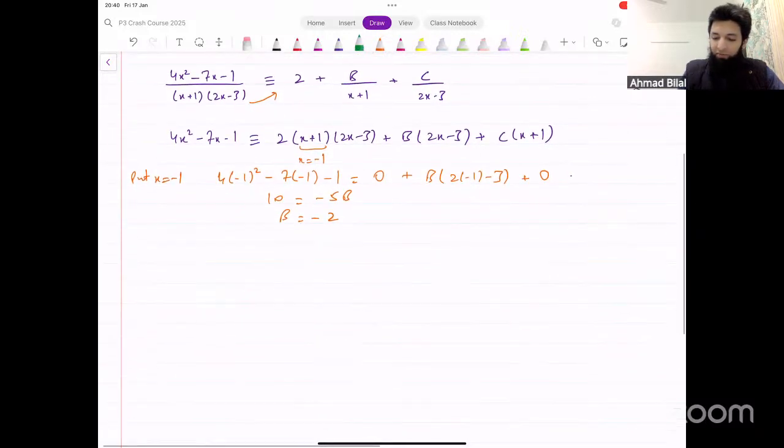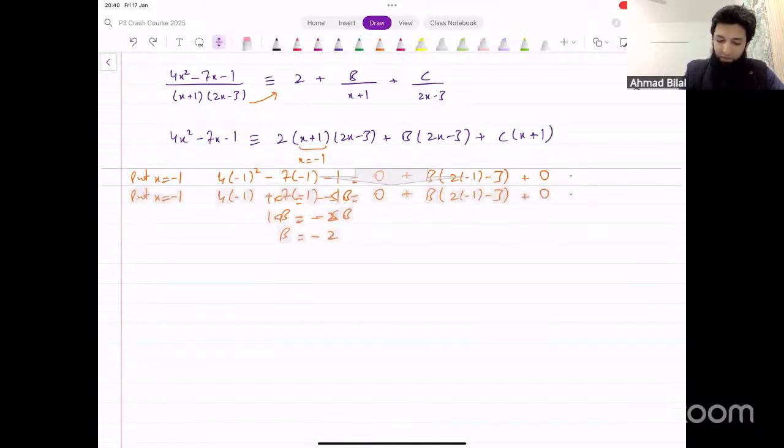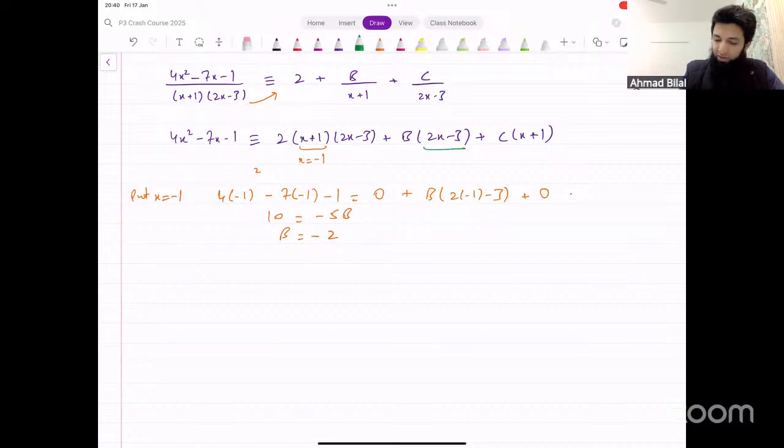Put another value of x. How can you make this bracket 0? This bracket can be made 0 if you input x equal to 3 over 2, right? Let's input that next. Let's input x equal to 3 over 2. Put that on the left side, and that will give you 4 into 3 over 2 whole squared minus 7 into 3 over 2 minus 1.